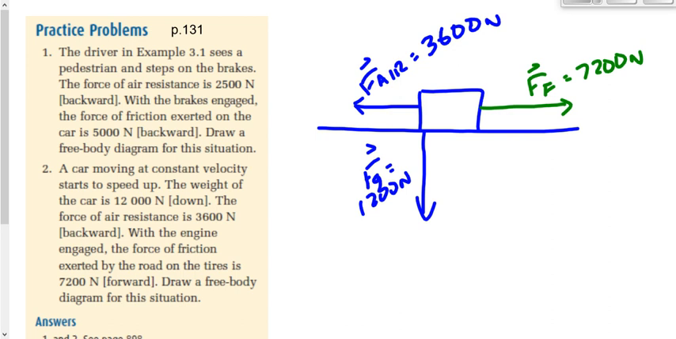Nope. What's wrong? What are we missing? Normal. We're missing the normal force. It didn't tell us about the normal force, but we know there is a normal force, and it's acting upward with a value of 12,000 newtons. Good? All right, now we're done for the week.